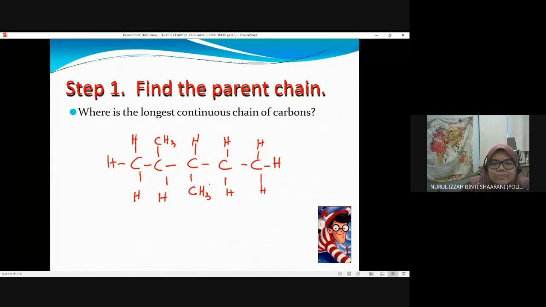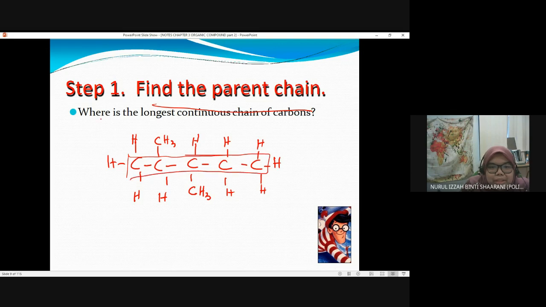So this is one structure. The first part is to find the parent chain. In the parent chain we want to find the prefix for carbon that we have in our structure, so we look for how many carbons we have. The rule says the longest continuous chain of carbon: longest and continuous. Whether it goes up or down, as long as it is the longest and connected.